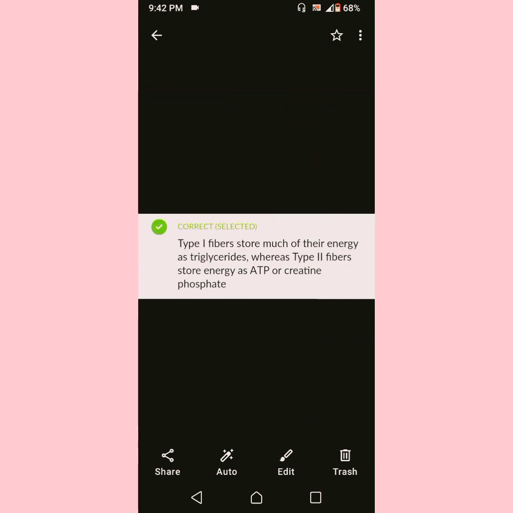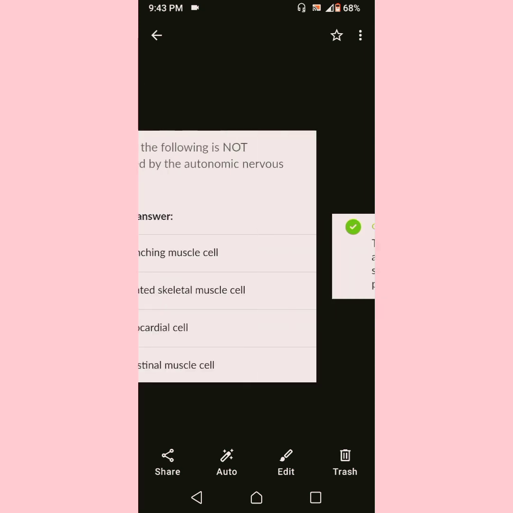The correct option is type 1 fibers store much of their energy as triglycerides, whereas type 2 fibers store energy as ATP or creatine phosphate.